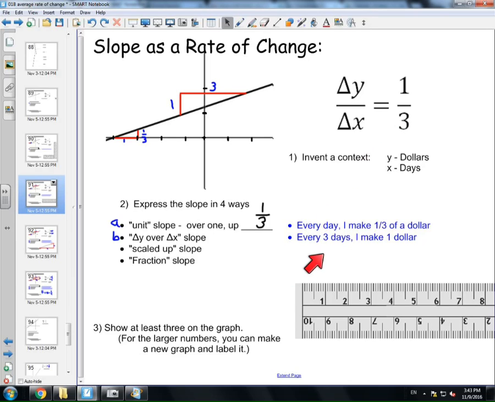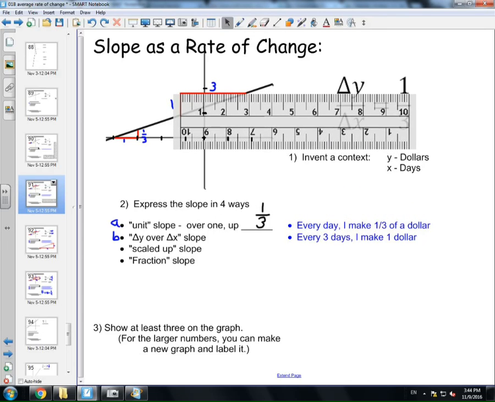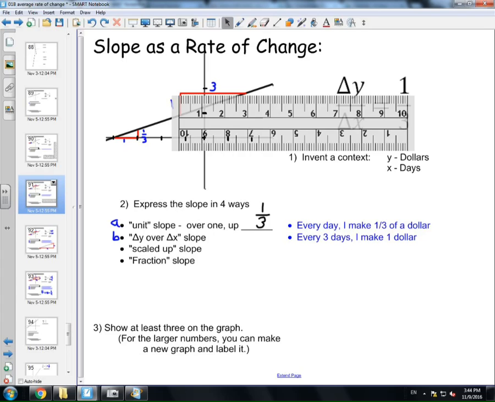Then every 3 days I make $1. Using a ruler, I take it to my graph and I measure out from any point, and this time I just chose this random point right here, and I said over a 3-day span, so I went over 3 days, I will make $1 more, so I went up 1 centimeter. So you can even see that the ruler, when matched up to the graph, is approximately 3 centimeters wide.